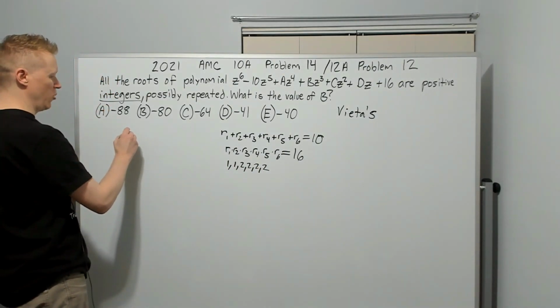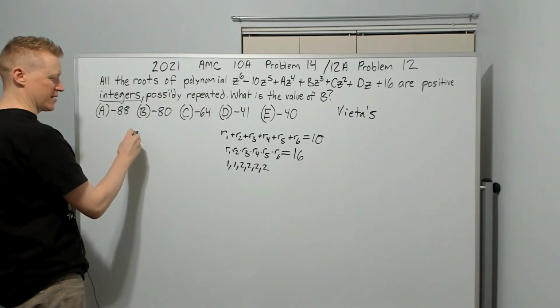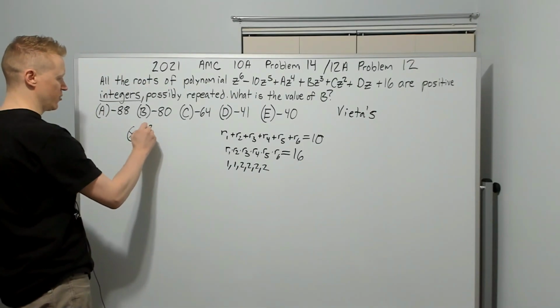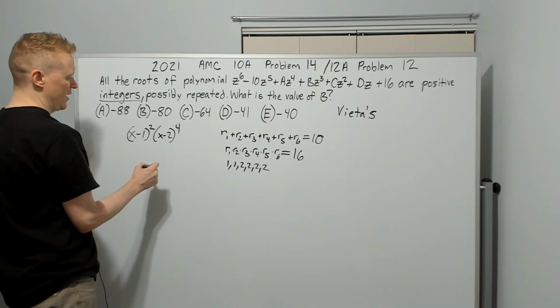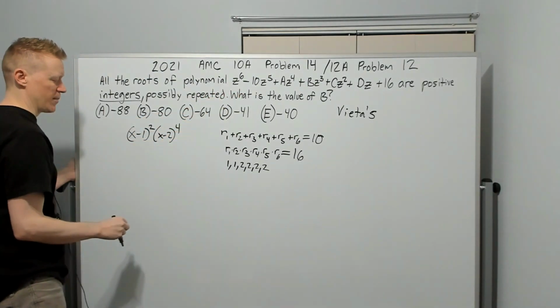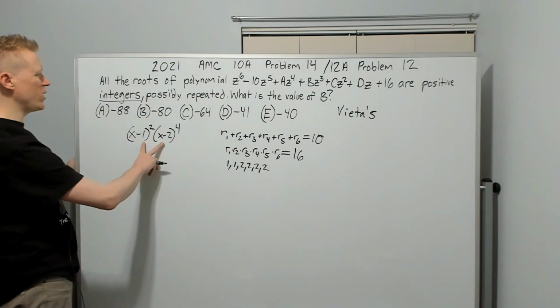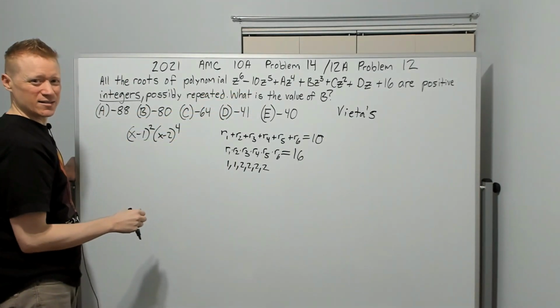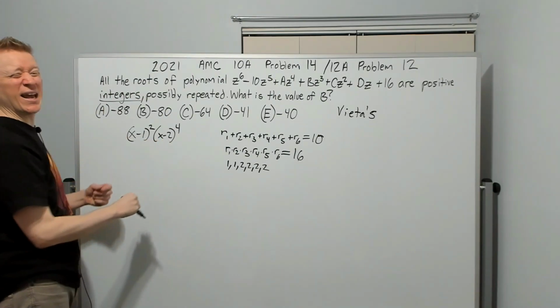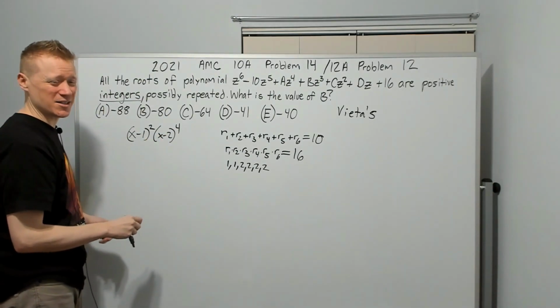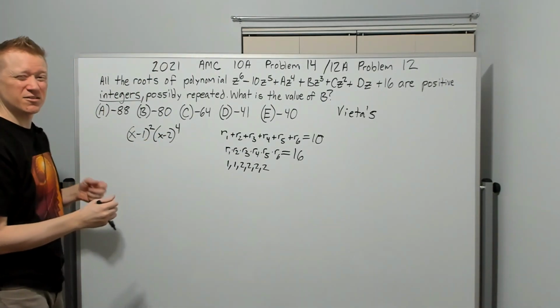So we now know we can write this. Again, I'm changing to x for my own reasons. And then x minus 2 to the 4th. That's what this polynomial represents. And so we want to know what the b value is. Well, the b value is the coefficient of z cubed. We could expand all this using binomial expansion, but maybe there's a faster way.